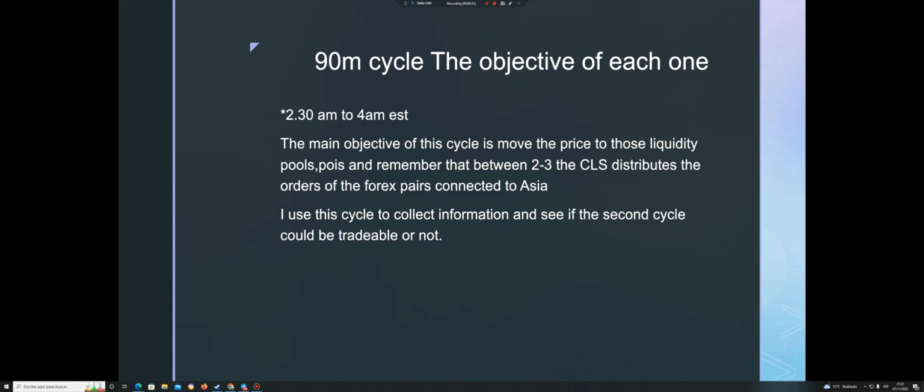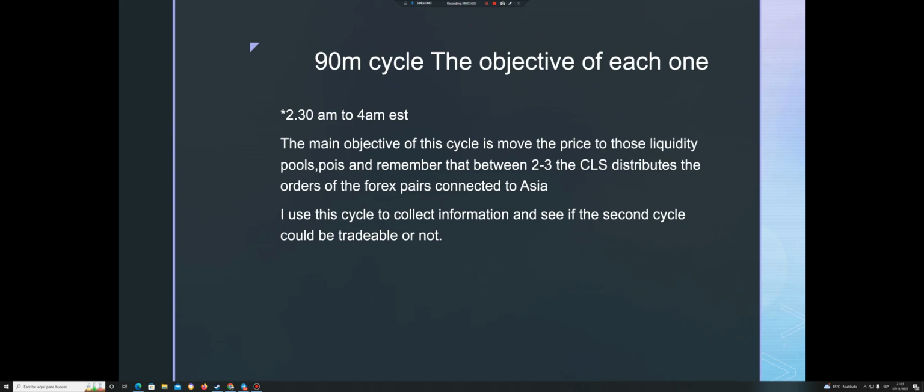And remember that between 2 and 3 the CLS distributes the orders of the forex pairs that are connected to Asia. So that's why between 2:30 and 4 you are not going to have a lot of volatility with those European pairs like EURUSD, GBPUSD, you know, those European pairs. And I use this cycle to collect information and see if the second cycle could be tradable or not.